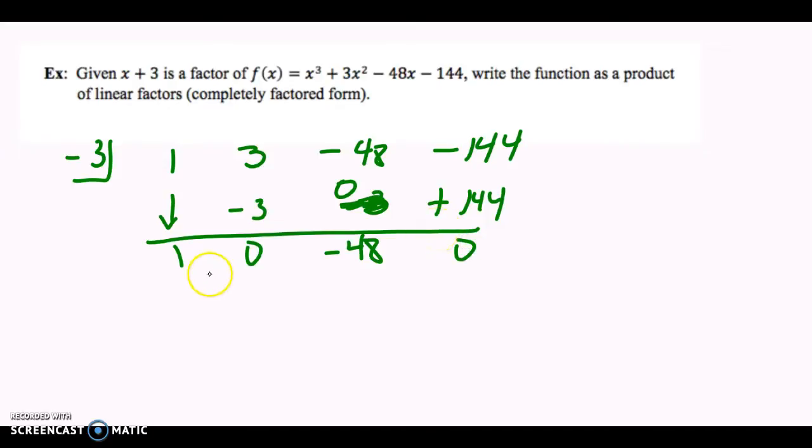Now that means that my resulting polynomial is going to be x cubed, but marked down a power, which will be x squared. It doesn't look like there's going to be any x term here, so it will be minus 48. No remainder equals 0.